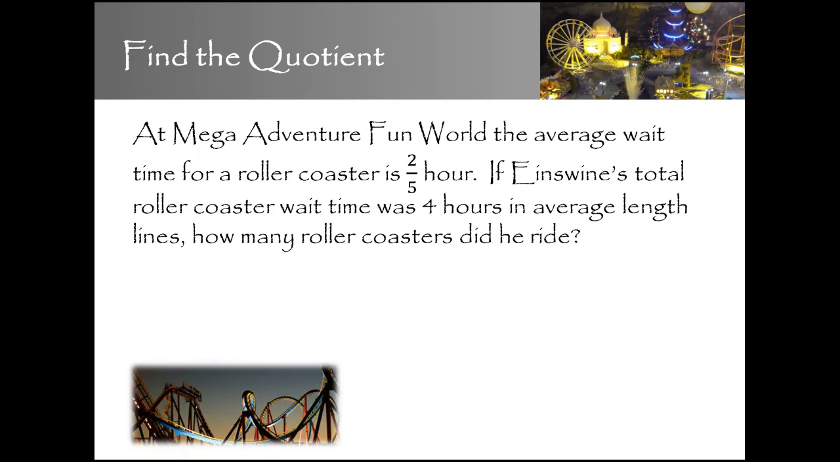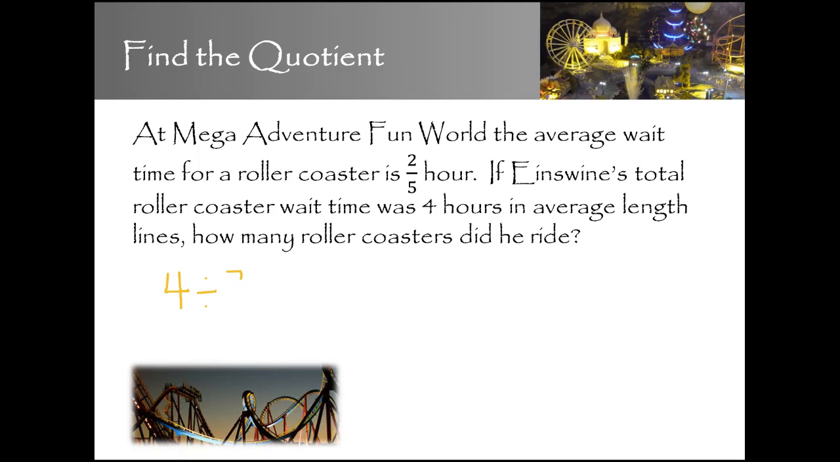So we have to ask ourselves, is 2/5 hour being divided up into 4-hour units, or is 4 hours being divided up into 2/5 hour units? Well, we want to start with the 4 hours. His total was 4 hours, and each 2/5 hour represents one roller coaster that Einstein rode. Therefore, we'll want to have 4 divided by 2/5.